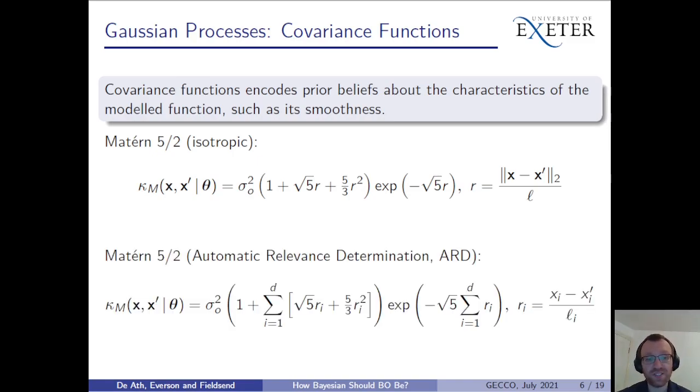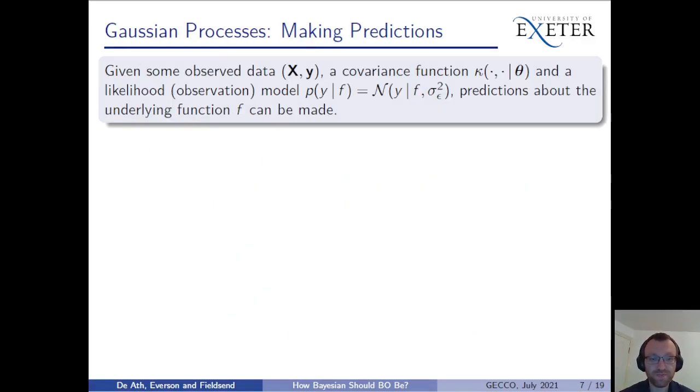The ARD version of the kernel has a separate length scale for each dimension of the feature space, with the idea being that irrelevant dimensions will end up having large length scales and will thus be effectively ignored in the model. Equipped with some data at locations x and observed values y, a covariance function, and a likelihood model, we can make some predictions with our Gaussian process.